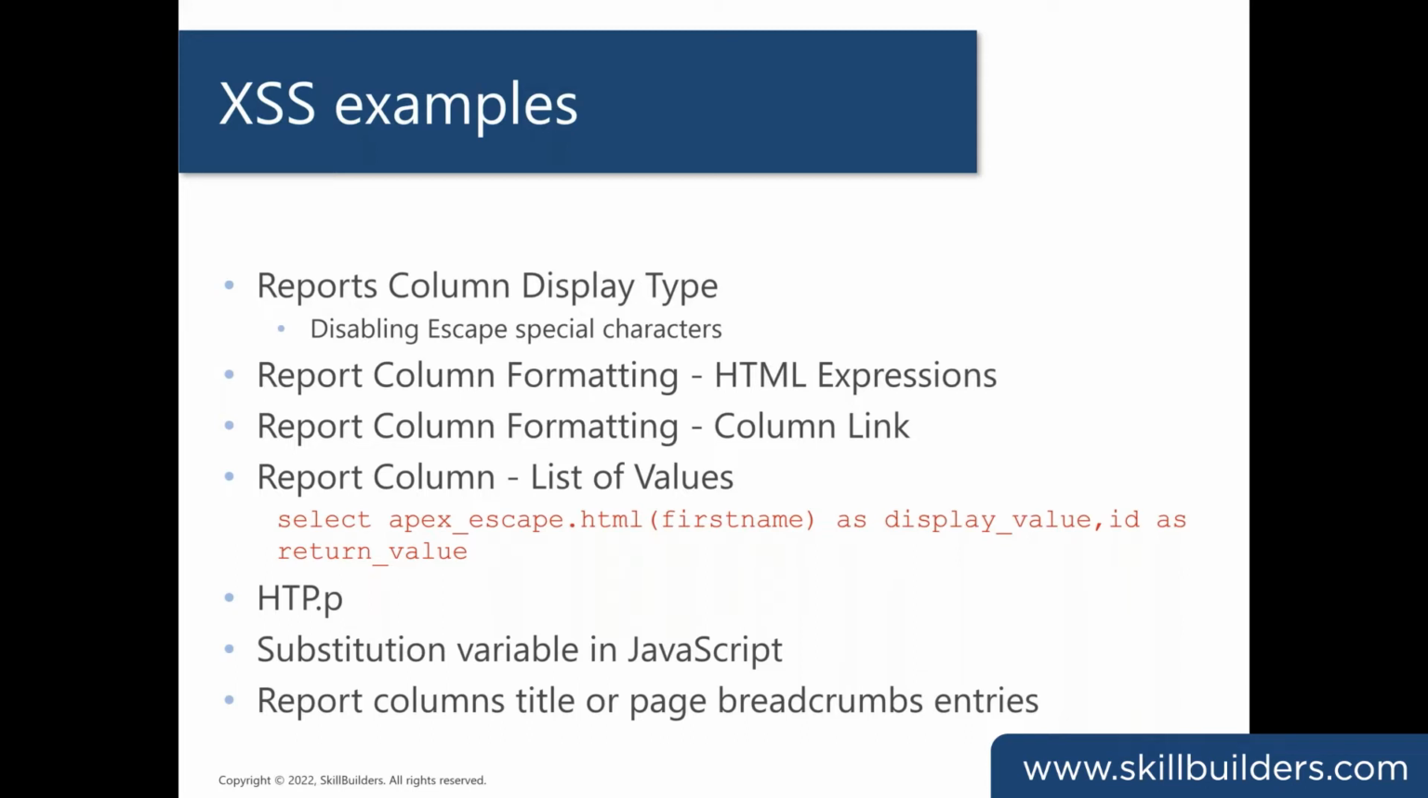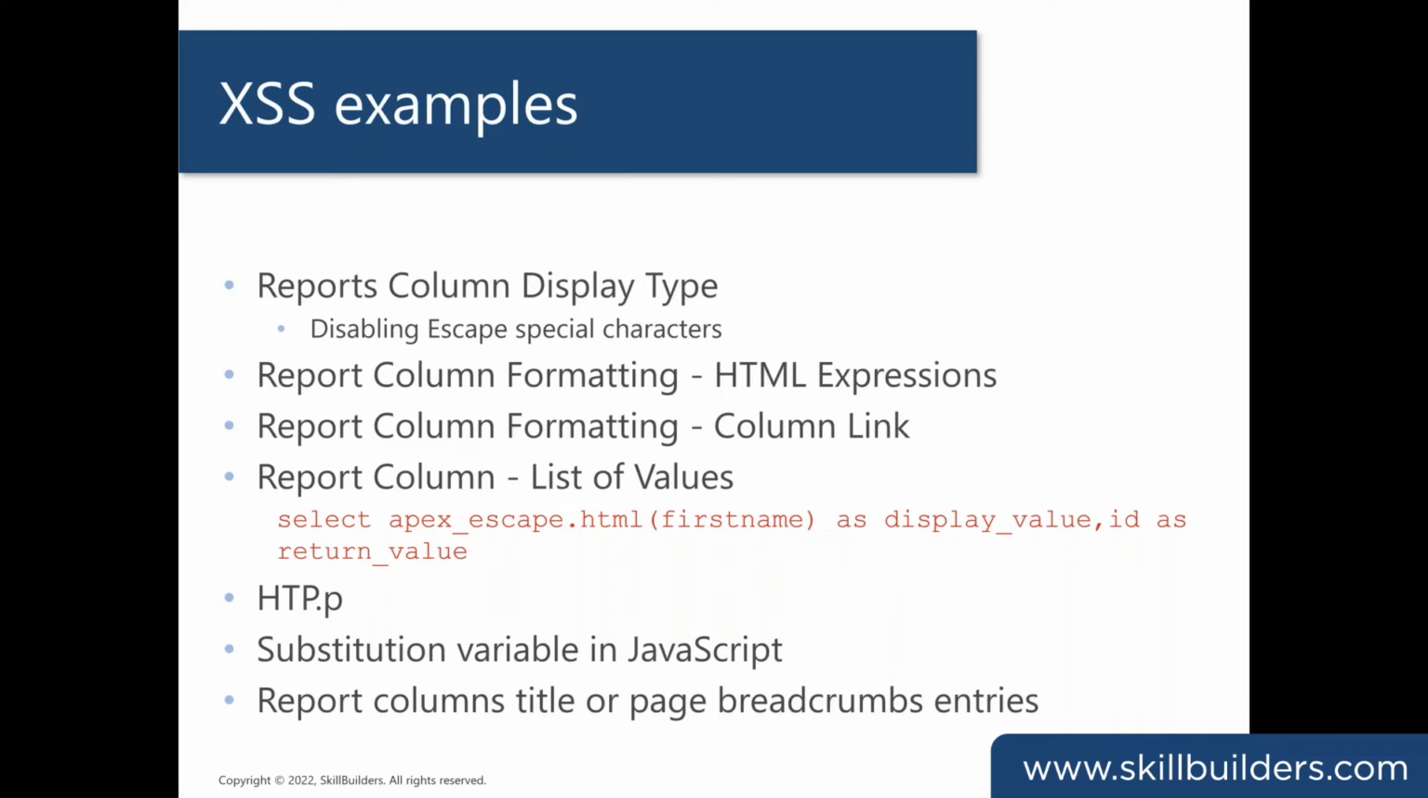Typically, cross-site scripting shows up in Apex and reports. So when we go fancy about displaying our columns, making some cool things in there, doing some changes, like even in HTML expressions or column links or lists of values as well. And a few other ones that I'm going to show you today, depending on how much time we're going to have, are also with HTP.P and substitution variables in JavaScript.